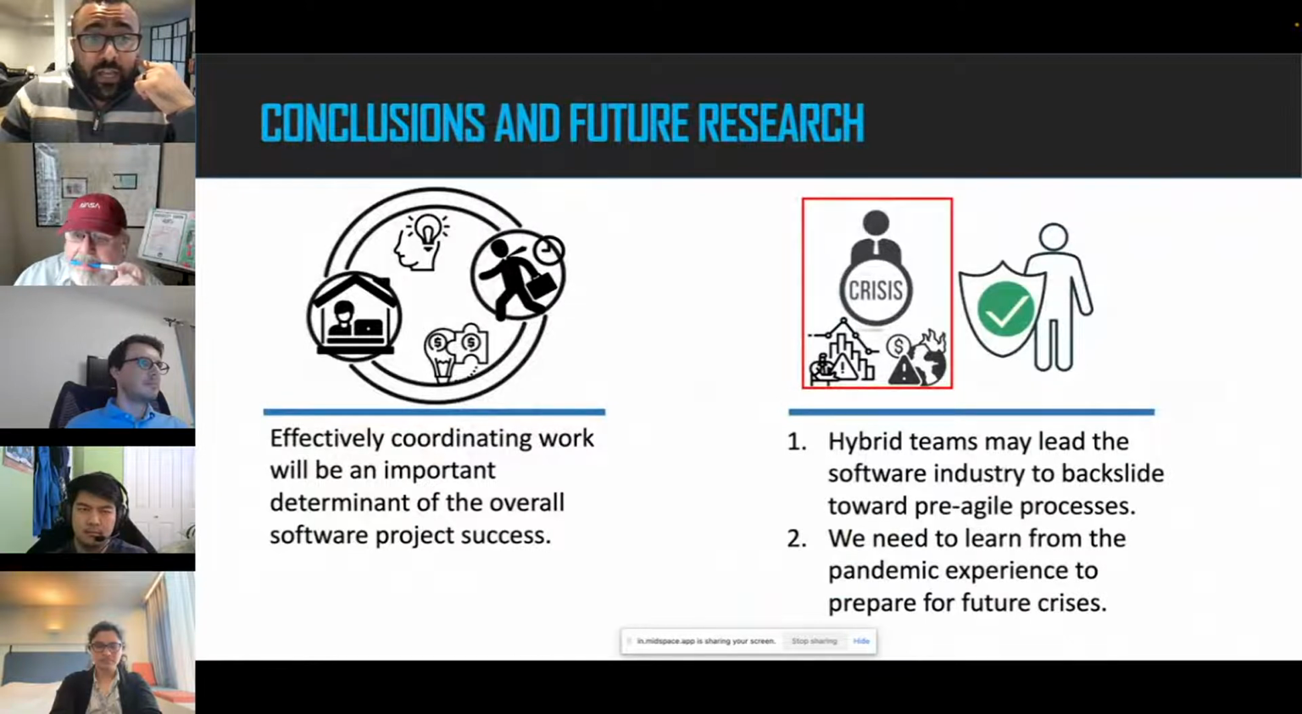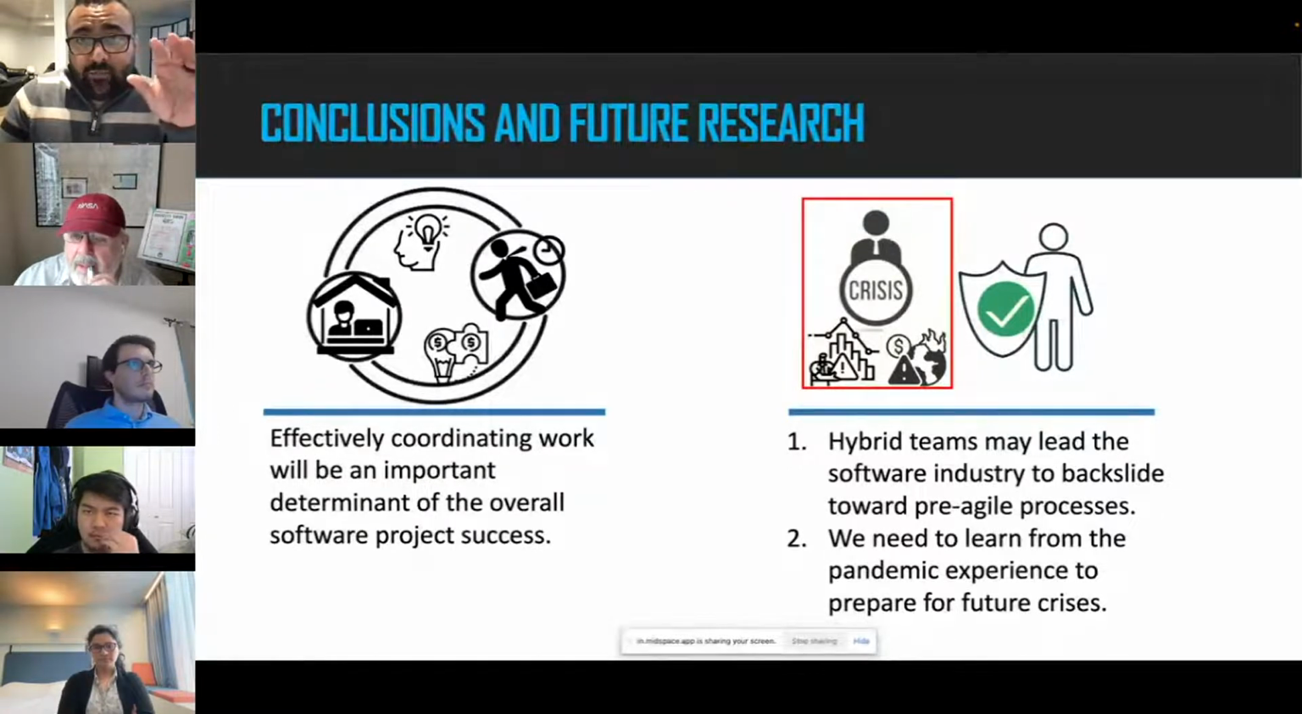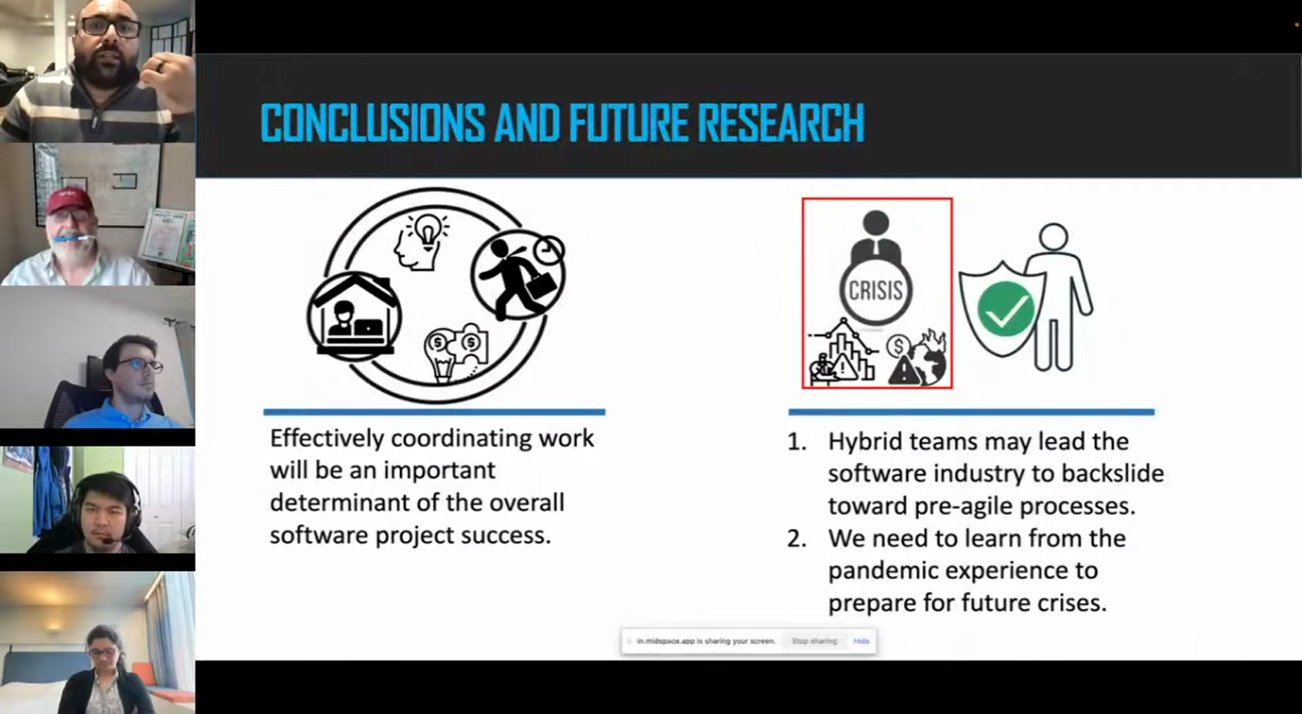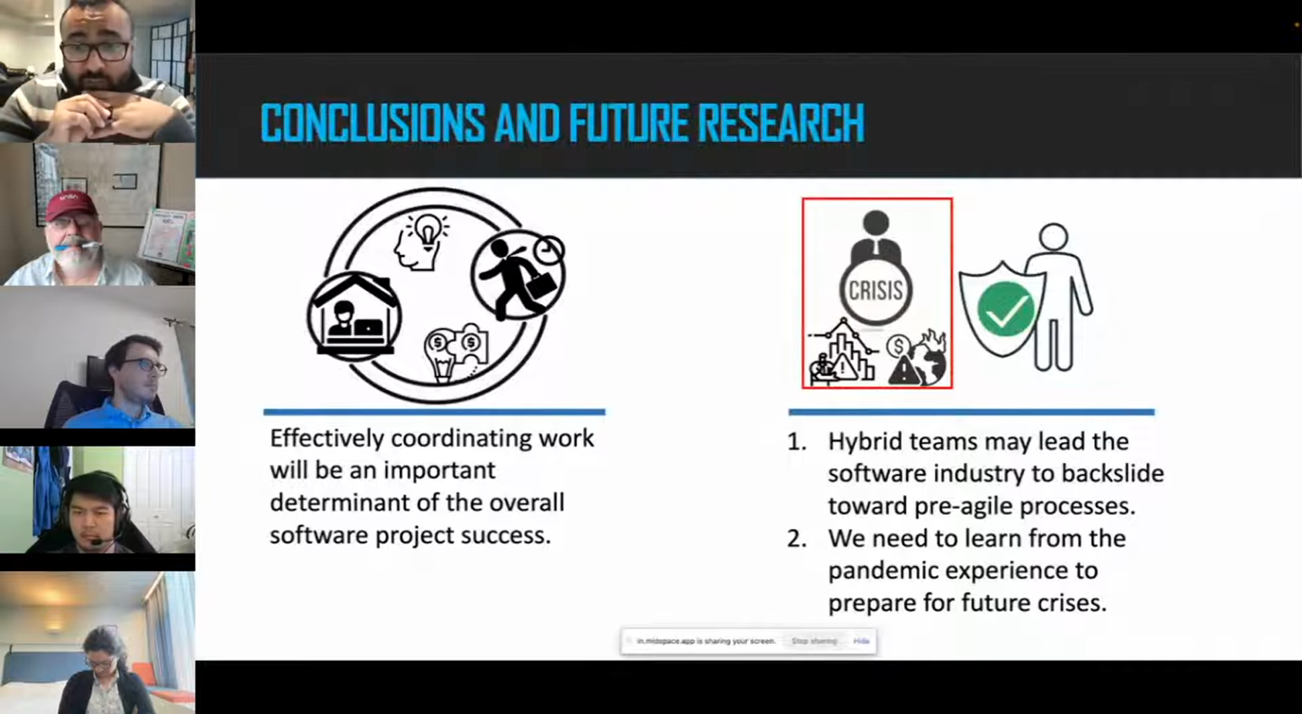And this is our conclusion. Effective coordination of remote-first and hybrid teams is a very important aspect of software development right now, especially regarding the success of software projects. Our theory is there to help managers and software practitioners deal with these problems. As for future research, we intend to keep working on these aspects, because we saw that some practices might backslide to the pre-agile era, practices used 20 years ago in the software industry that might not be effective in our reality now. We also have to be prepared to use what we learned from this pandemic for future crises. This is also on our radar as future research.